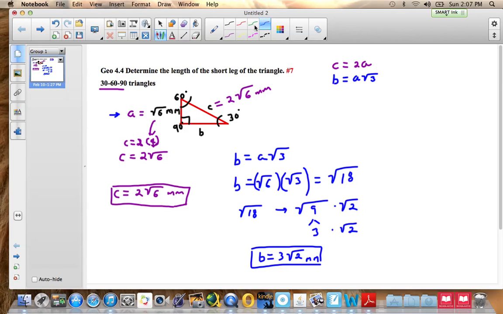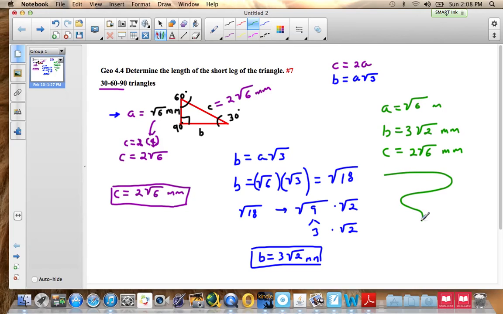So then when all is said and done, I had my given for A, so they said that A was equal to the square root of 6 millimeters. I determined that B equaled 3 times the square root of 2 millimeters. And I determined that C was equal to 2 times the square root of 6 millimeters. And that concludes my answers for number 7.